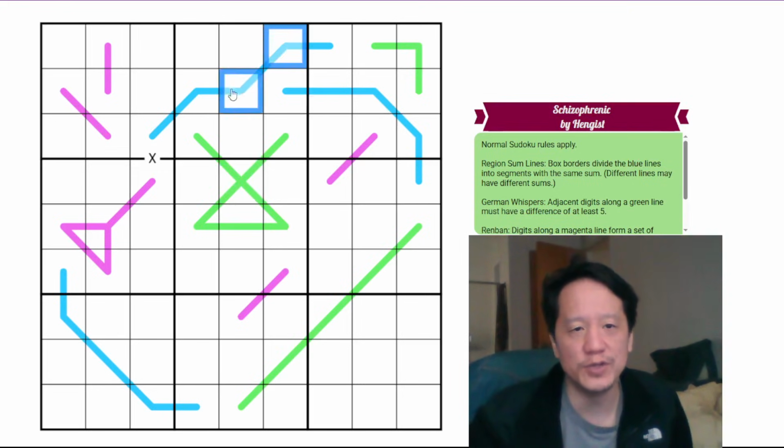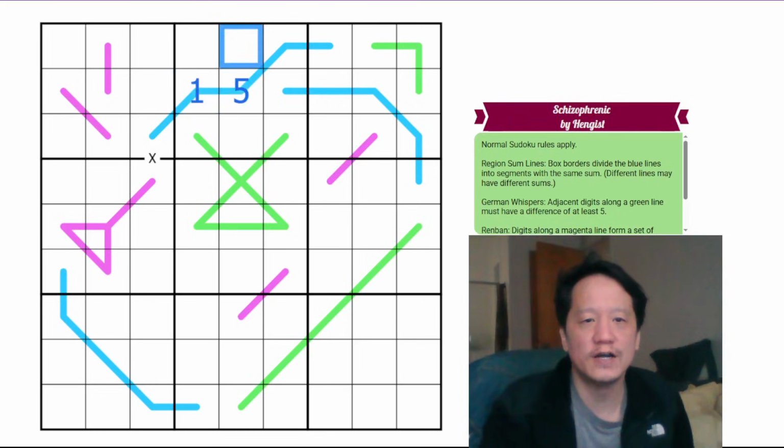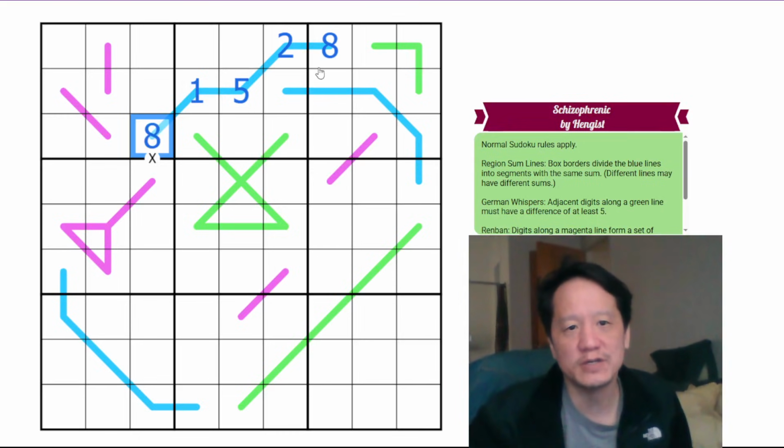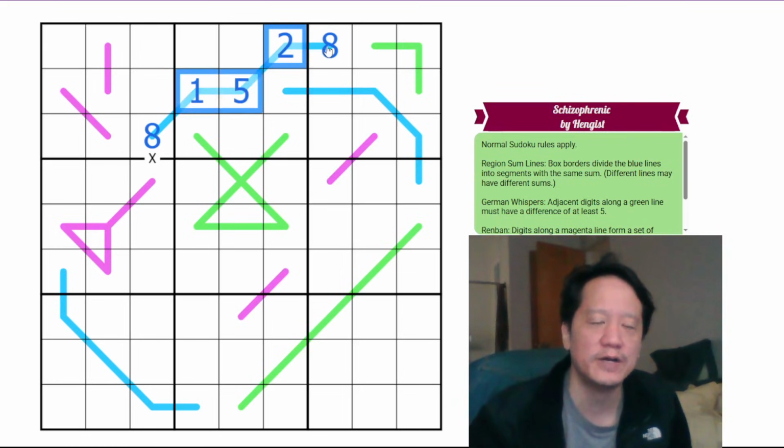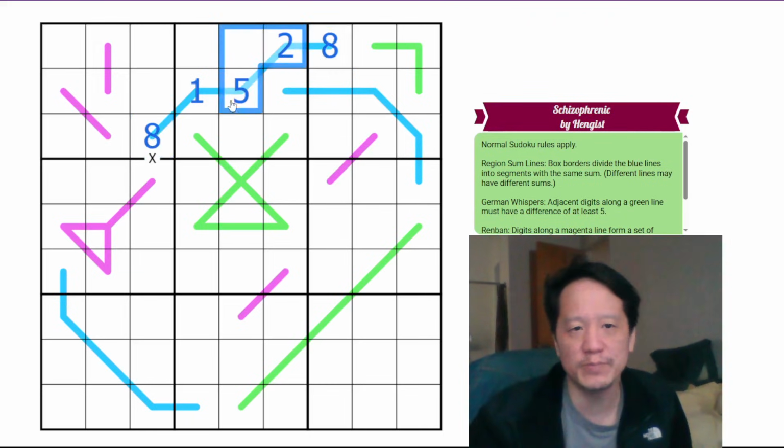So, for example, these three digits must sum up to the same sum as this digit and the same sum as this digit. So say you had 1, 5, and 2 here, and then this would have to be 8, and this would have to be 8, because the sum of the cells on the segment must be the same as other segments, which are gained by having the box borders divide the line into those segments. So that's an example of how region sum lines work.